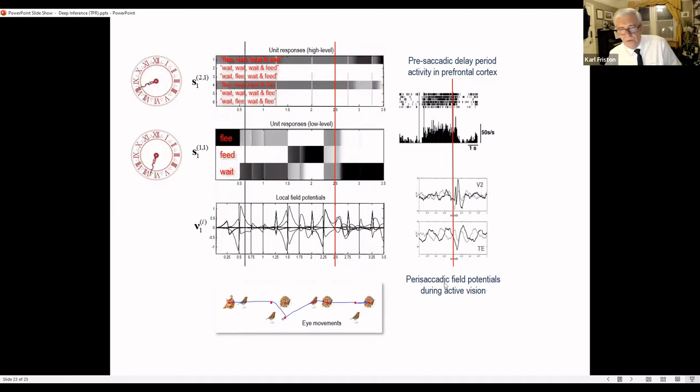This example comes from perisaccadic field potentials during active vision. So I present that example just as an illustration of the potential utility of having not just a model of translation afforded by the predictive turn, but actually the process of translation in a brain that is itself doing prediction, enabling you not just to predict the behavior, but also predict the belief states and their electrophysiological correlates.